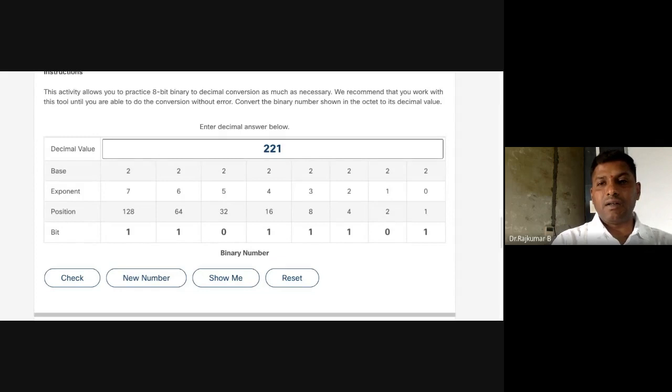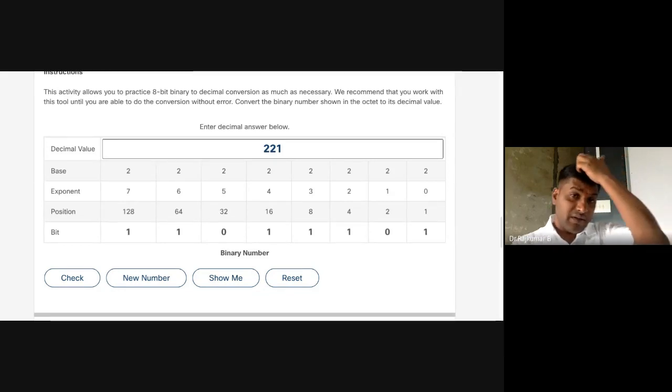So I think with this, I would like to stop the session here. In the next session, we talk about the IPv4 structure because these are very, very important for your networking purpose. So tomorrow in the next class, we talk about the IPv4 structure.